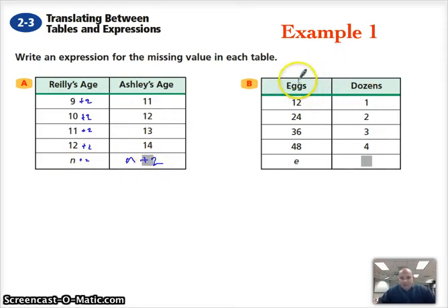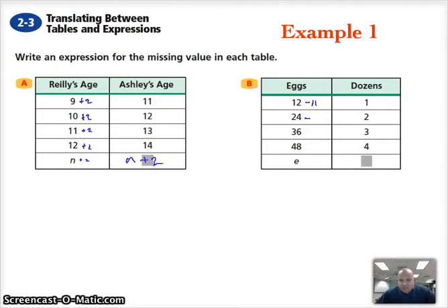Here we have another example. We have eggs over here and dozens. How many dozens? As I look at this, how do I get the number of dozens based upon the number of eggs? I look at the first one and I see there's 12 eggs equals a dozen eggs, 1 dozen. I could do that possibly by subtracting 11. So let's see if that works for 24 eggs. 24 subtract 11 does not equal 2, so it's not a subtraction operation.